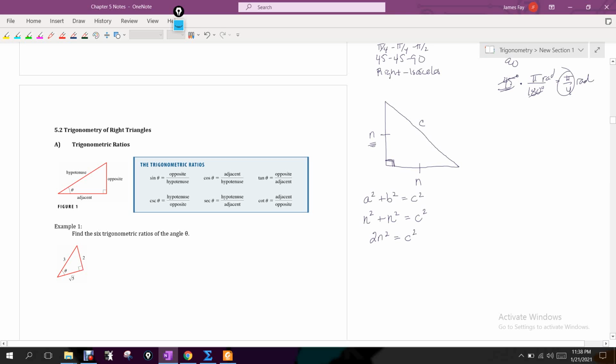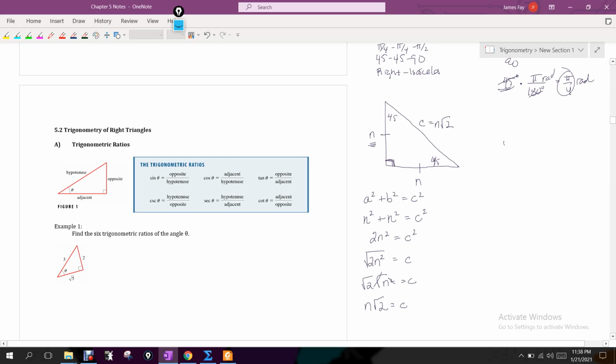Square root both sides, so I'd get square root of 2n squared is equal to C. And now if I break those apart, radical 2 and radical n squared, the radical n squared will leave me just n. So I get n radical 2 is equal to C. And hopefully that's something that you remember from geometry, if it's a 45, 45, 90 right triangle.